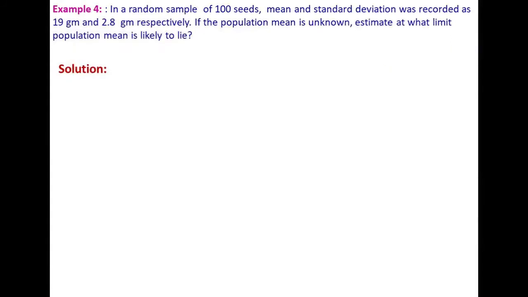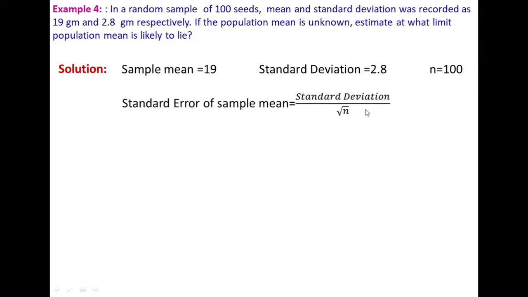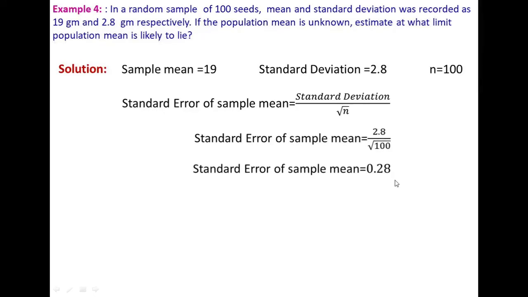Let's take one more example. In a random sample of 100 seeds, mean and standard deviation was recorded as 19 gram and 2.8 gram respectively. If the population mean is unknown, we have to estimate at what limit population mean is likely to lie. To solve this question, we knew that sample mean is 19, standard deviation is 2.8, and the sample size is 100. With these values, we can calculate standard error of sample mean by using this formula, and standard error of sample mean for this example is 0.28.